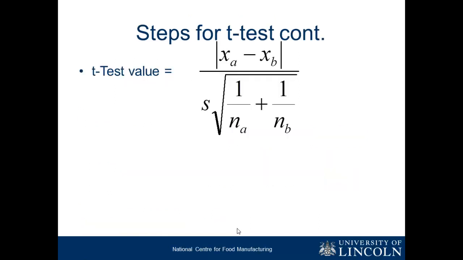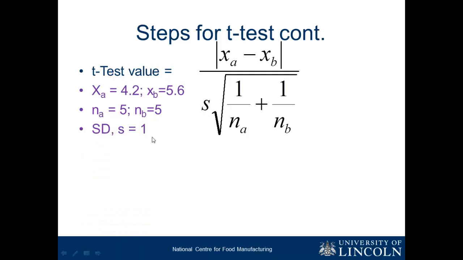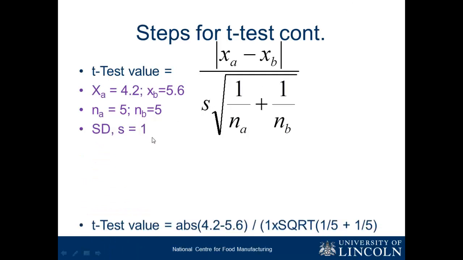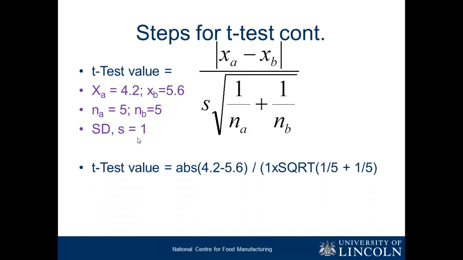The next thing to do now is to calculate the test value, the t-test value. Now we know the mean of A to be 4.2 and the mean of B to be 5.6, and we know the number of items in each of them is 5 for the first one and 5 for the second one. And we know that the combined standard deviation, which is this one, is 1. So we've already gotten the data that we need for our t-test value. So we put in the values there. This is the absolute value of 4.2 minus 5.6.